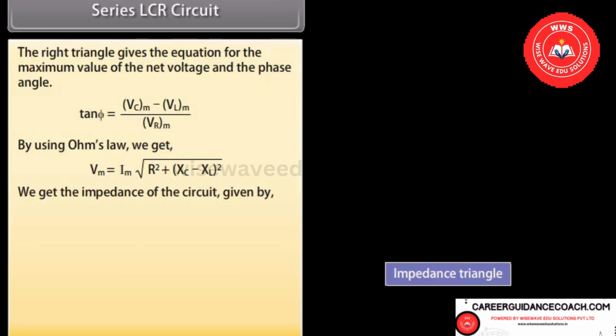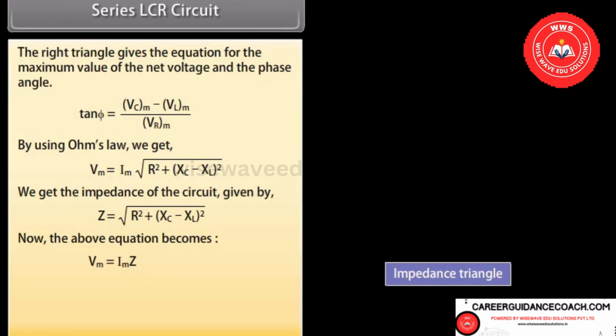We get the impedance of the circuit given by Z is equal to under root of R square plus (XC minus XL) square. Now, the above equation becomes Vm is equal to the product of Im and Z. We can also write this equation as Im is equal to Vm upon Z, or IRMS is equal to Vrms upon Z.